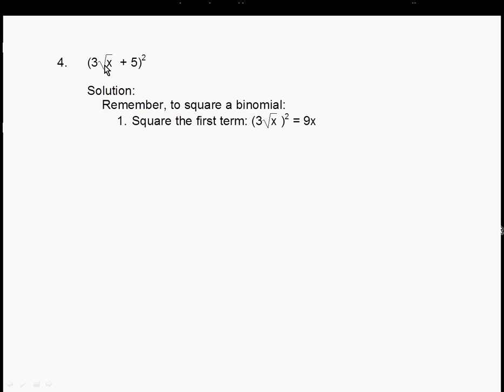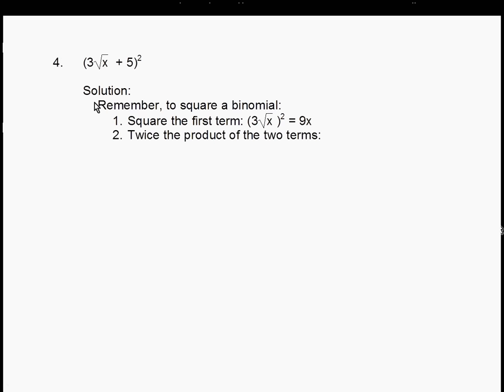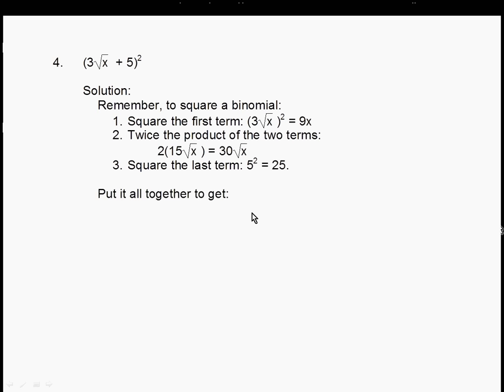Okay, I want twice the product. The product is 15 square root of x. Double that, I get 30 square root of x. And then square the last. 5 squared is 25. Put it all together, I will get 9x plus 30 square root of x plus 25. Remember, the sign of the middle term is the sign that's in the middle of the problem. Now again, if you have to do 3 square root of x plus 5 times 3 square root of x plus 5, that's fine. You'll get the same thing, and it really doesn't take a whole lot longer.